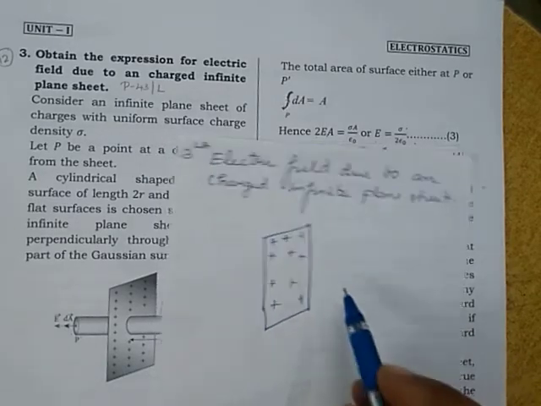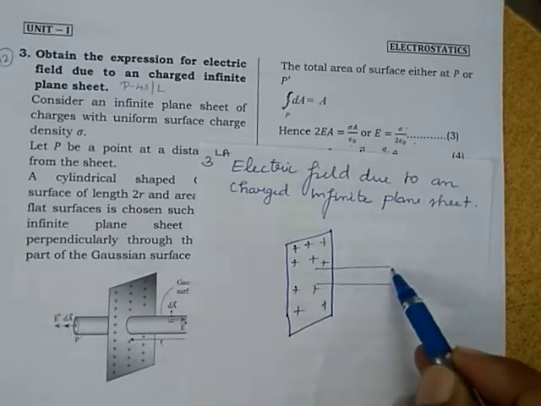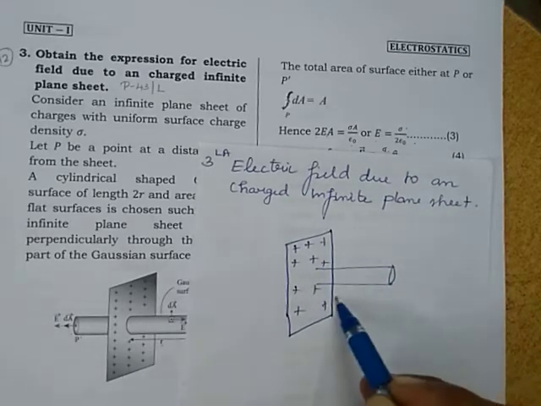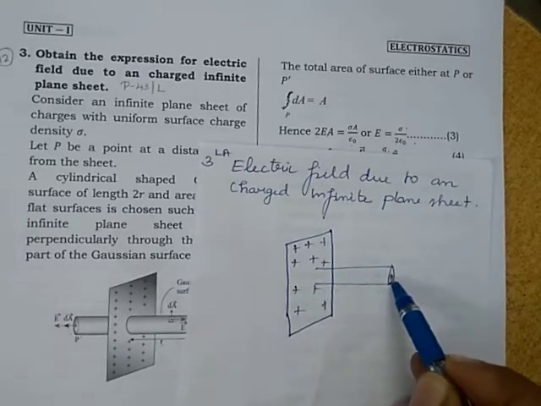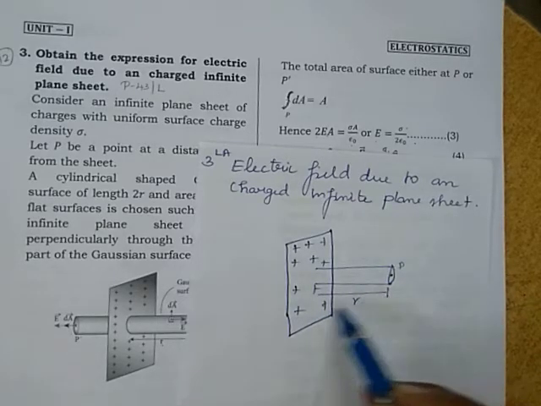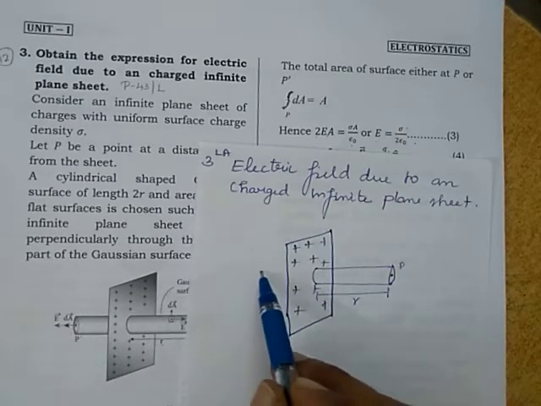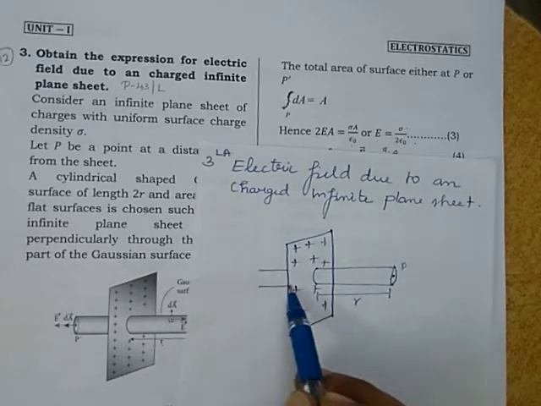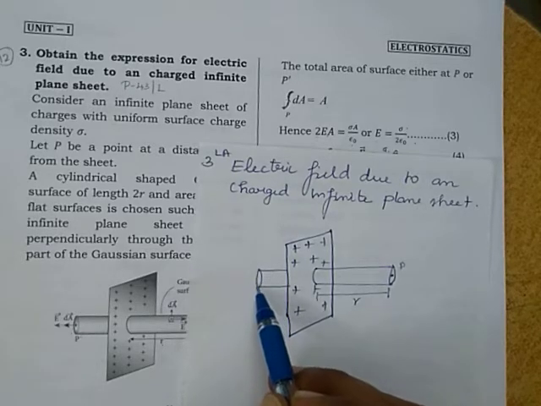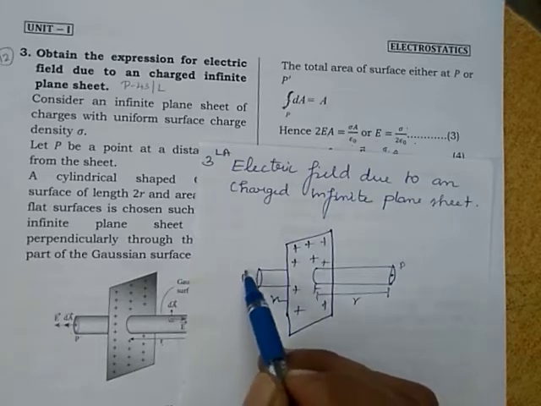Then next I draw a Gaussian surface, a cylindrical Gaussian surface. The point P is located at a distance r from the infinite plane sheet. This is also at distance r. Okay, this is point P dash.